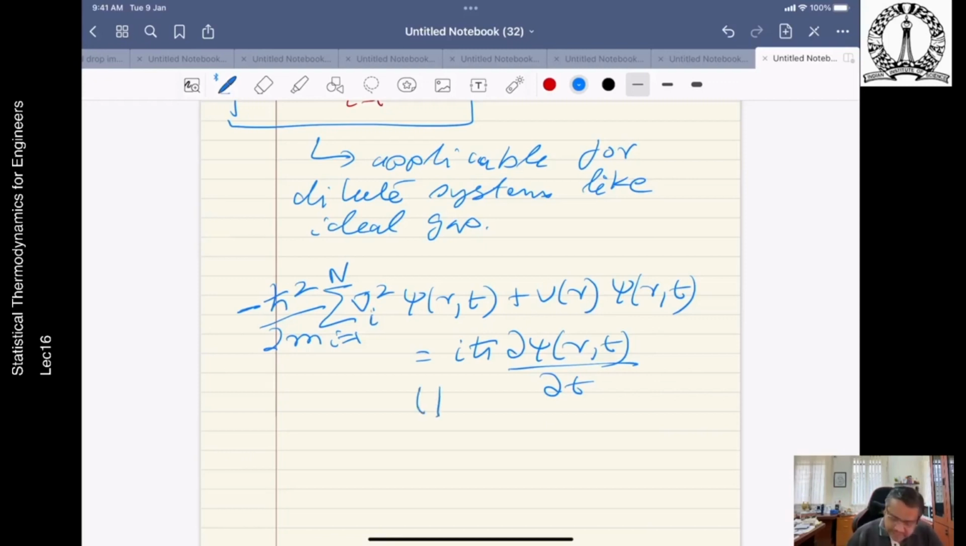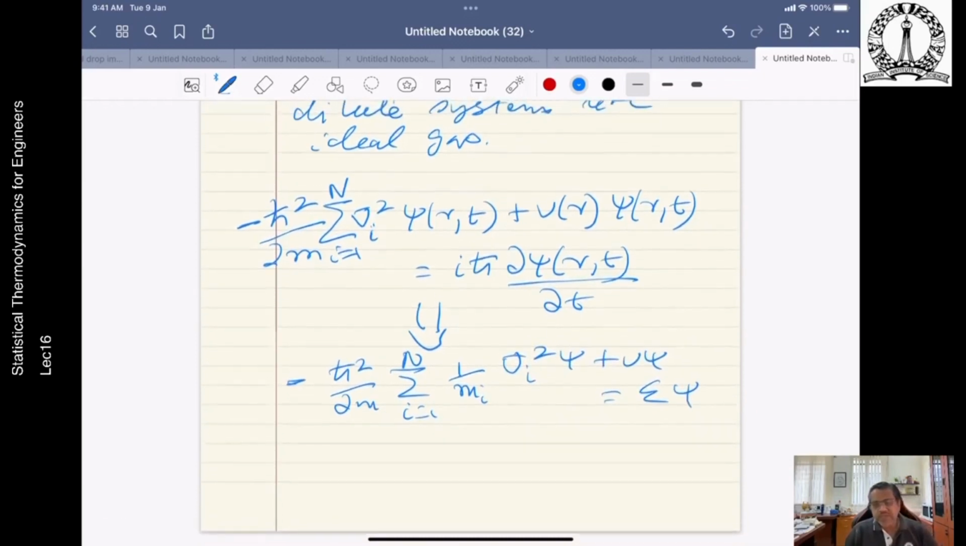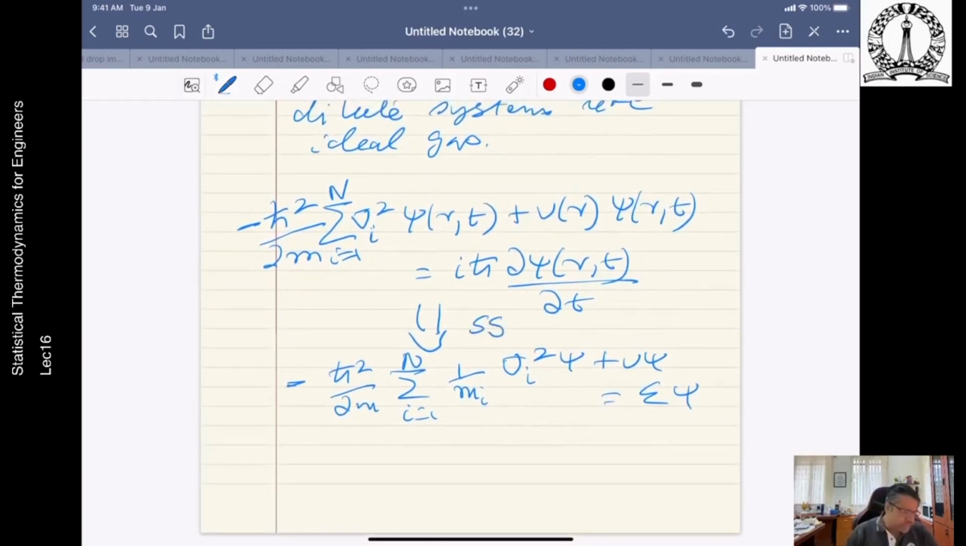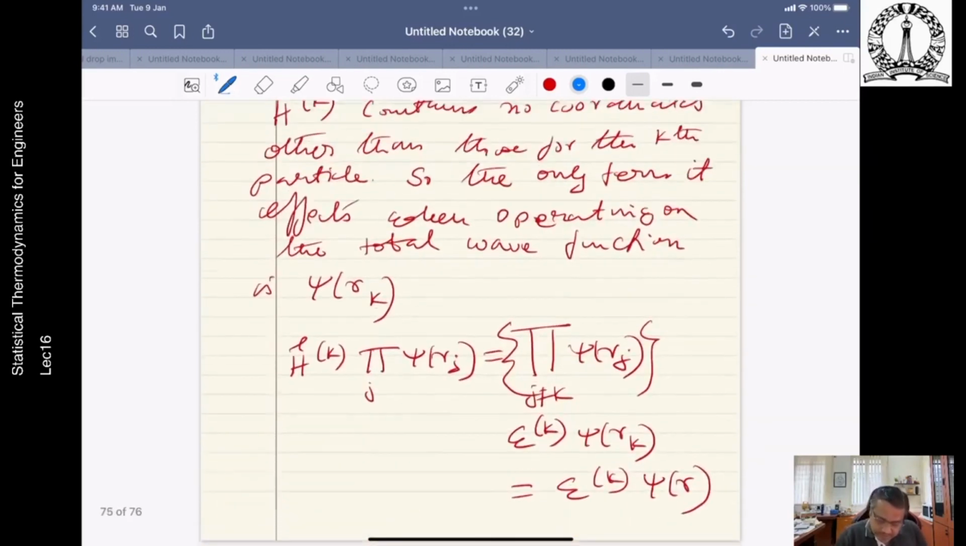So at steady state, the steady state version of this then becomes minus h squared by 2, again summed over 1 to n, and 1 over m_i. Now it becomes m_i, because it is the individual particle mass. So this was psi plus V psi is equal to E psi. This was what we wrote in the steady state version. So now you can also see that the Hamiltonian operator can be separated into a number of terms, which is exactly what we did.